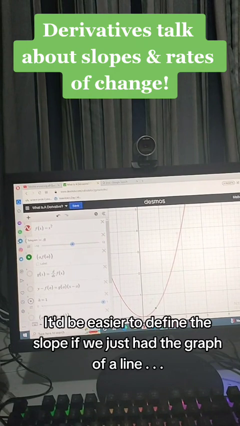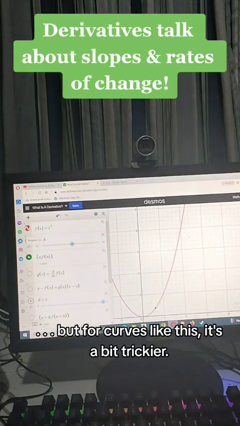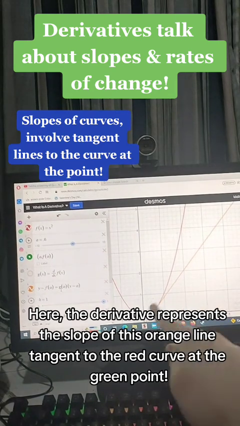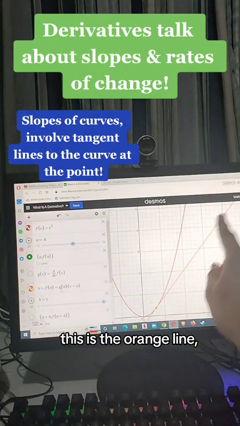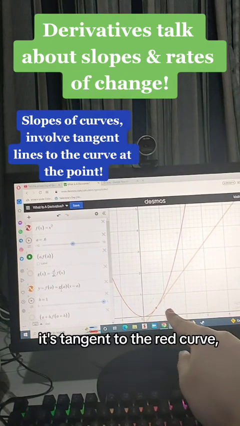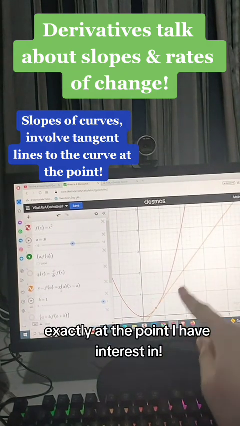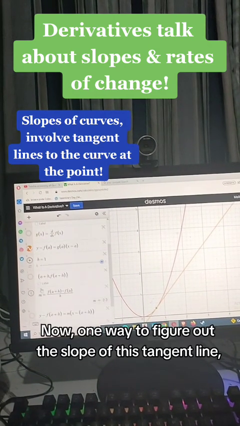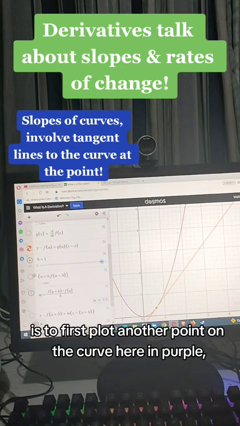It would be easier to define the slope if we had the graph of a line, but for curves like this, it's a bit trickier. Here, the derivative represents the slope of this orange line, tangent to the red curve at the green point. So here's the red curve, this is the orange line, it's tangent to the red curve exactly at the point of interest.